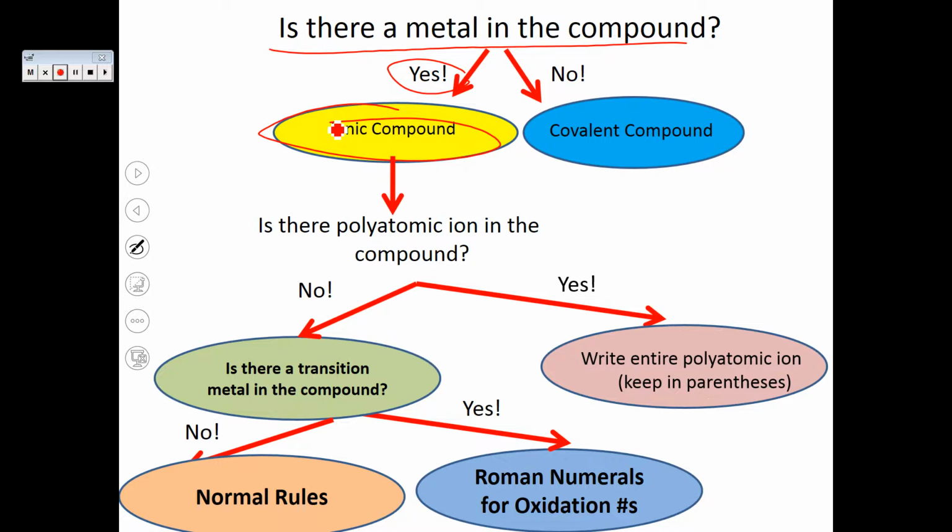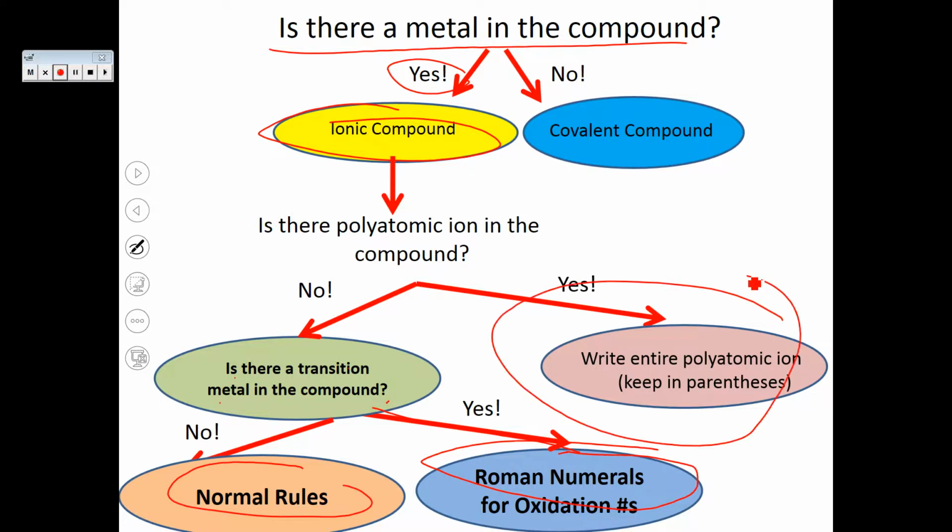Okay, if the answer is no, then you ask yourself, is there a transition metal in the compound? If the answer is yes, we learned the rules for transition metals the other day. The Roman numerals are used to show the oxidation numbers, and if the answer is no, then you are at the simple rules of just writing the normal oxidation numbers and then dropping and swapping. Okay, so today we're going to take a look at what happens if you have a polyatomic.